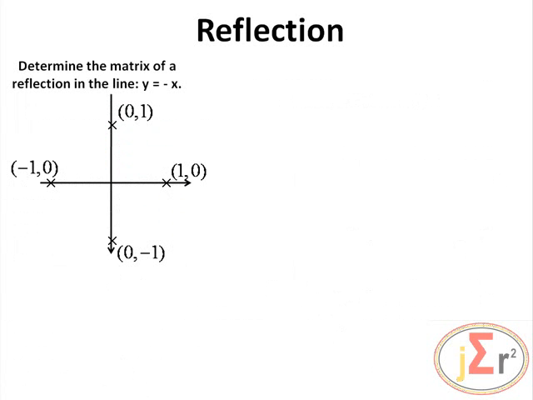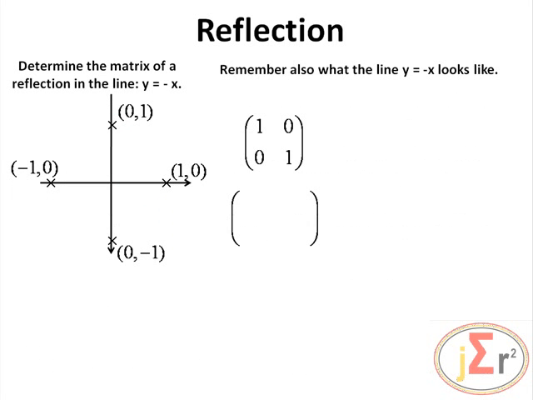We are still with reflection, and we have a final one. Determine the matrix of a reflection in the line y is equal to negative x. So you also need to remember what the line y is equal to negative x looks like. And of course, it is explained in detail in equation of a straight line. That is where it is located in Richard James Mathematics Resources, and it's in volume 2, functions 1.